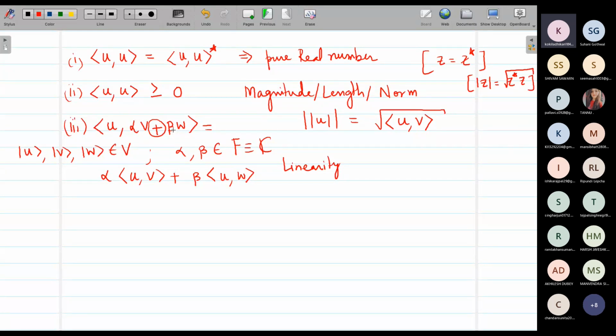In fact, if I associate a real number with the scalar product, then all the properties which you read about the dot product or scalar product hold true for this space as well. Questions here?